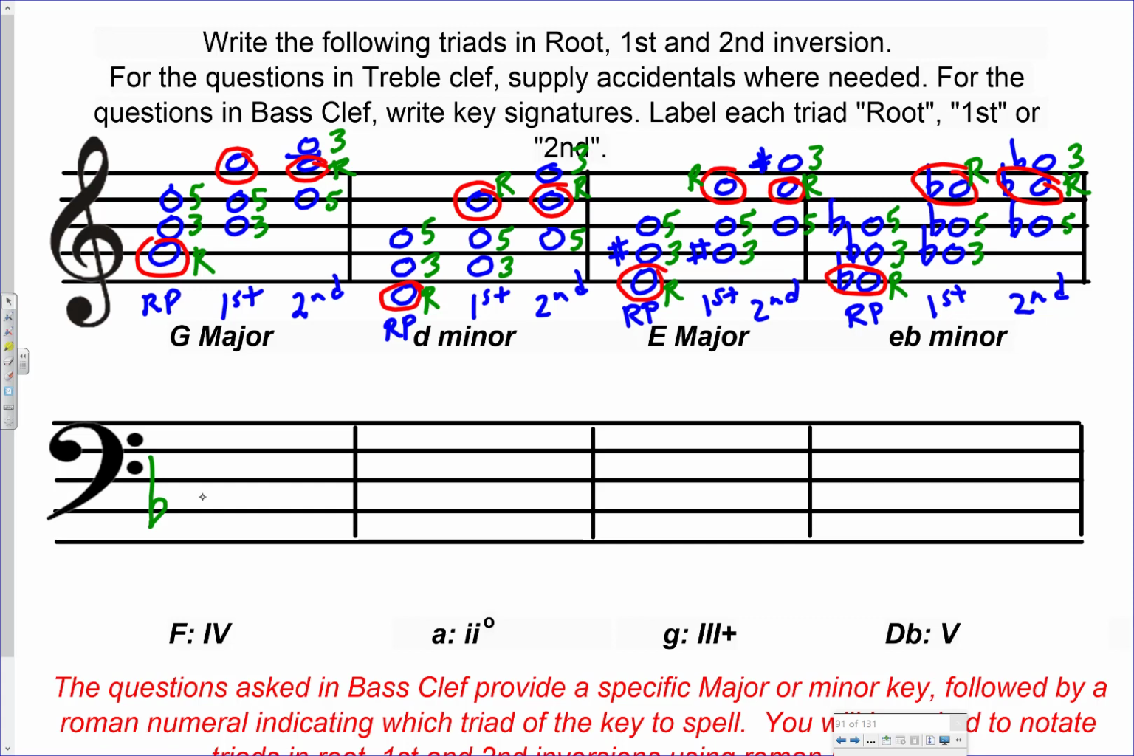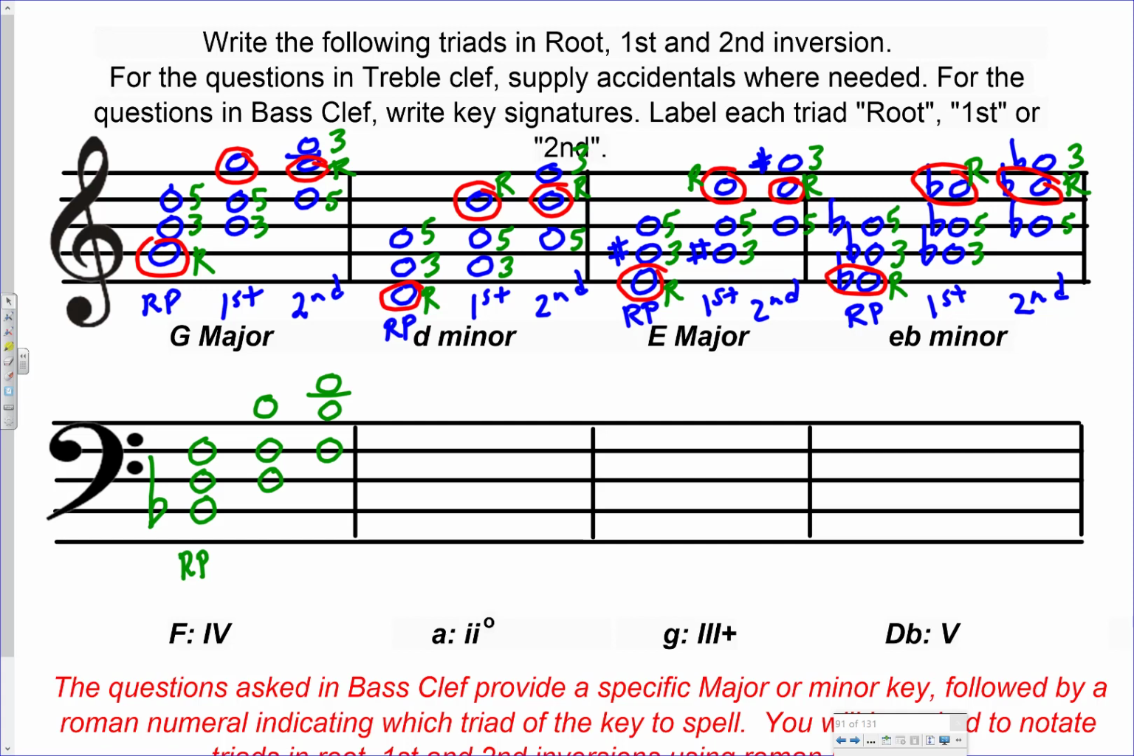Now that we have a key signature, we're going to build the root position subdominant triad. Then we're going to build the triad in first inversion. And then we're going to build the triad in second inversion, just like this. We do not need to supply accidentals for all the B flats because we have a key signature.